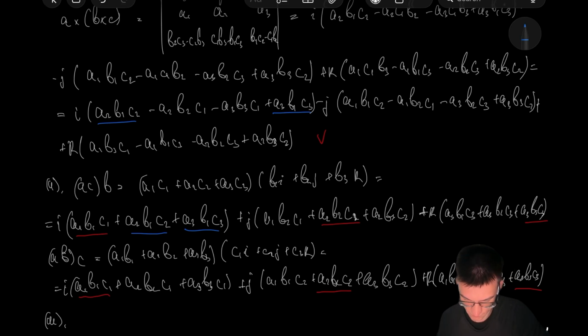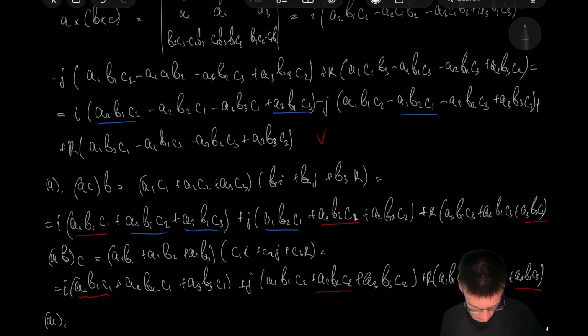Okay, so positive terms first, sorry. Here it is. This one is positive because it's negative, but it is a double negative, so it's going to become positive. A1, B2, C1. A1, B2, C1, here it is. That matches. And then A3, B2, C3.